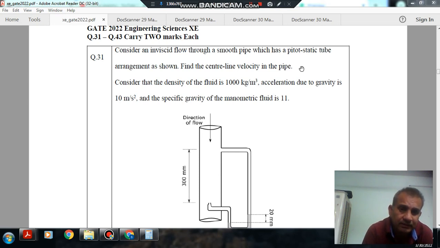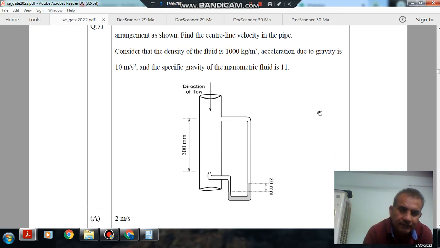Question number 31 is: consider an inviscid flow through a smooth pipe which has a pitot static tube arrangement as shown. Find the centerline velocity in the pipe. Consider that the density of the fluid is 1000 kilogram per meter cube. Acceleration due to gravity is 10 meter per second square. The specific gravity of the magnetic fluid is 11.